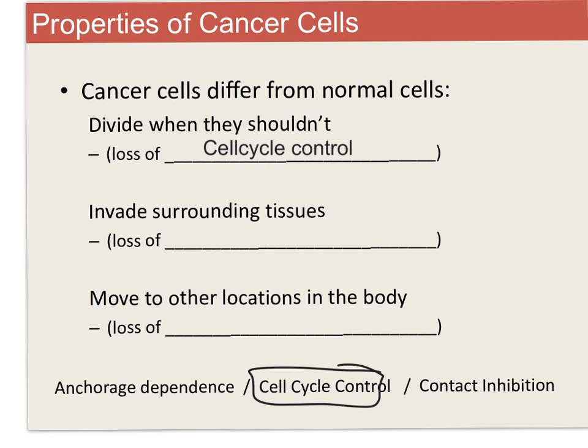Loss of what allows invading surrounding tissue, contact inhibition or anchorage dependence? What do you think? Contact inhibition or anchorage dependence? And then obviously, metastatic cancer, loss of anchorage dependence.